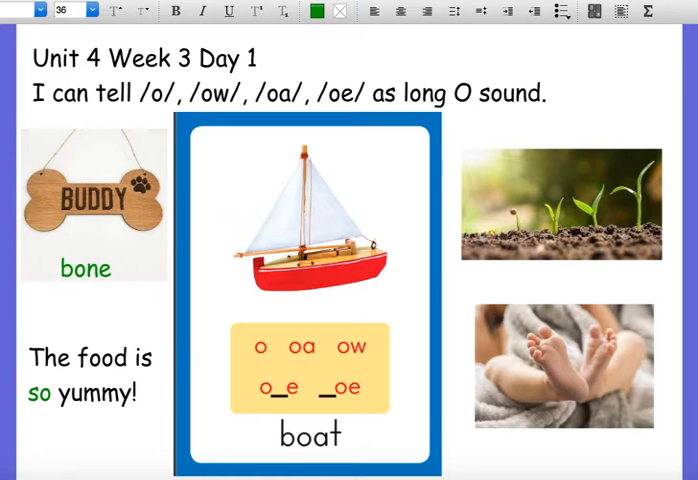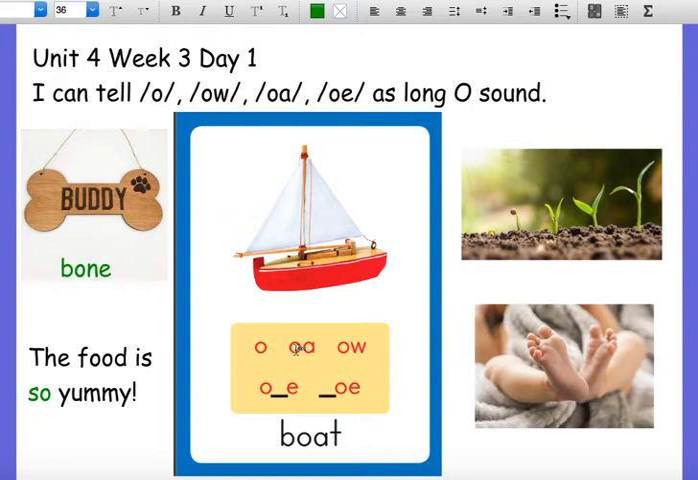There is an exception. The word do, it's not "doh," right? We say it "doo." So that's a sight word we all know. So this O doesn't sound like the long O sound. So that's an exception. Not all words that have one O in the word sound like long O.